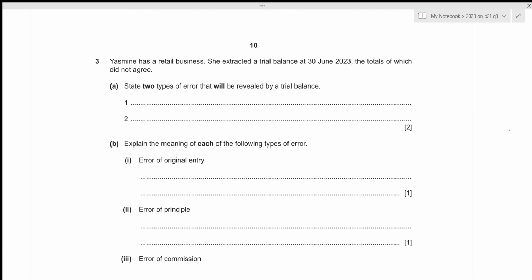Okay, in this video, we'll be going over A-Level Accounting 2023 October-November Paper 2-1 question number 3. This is the paper 2, which consists of 4 questions. 2 of them will be of 30 marks and 2 of them will be of 15 marks. And the total time limit given for this paper is 1 hour and 45 minutes.